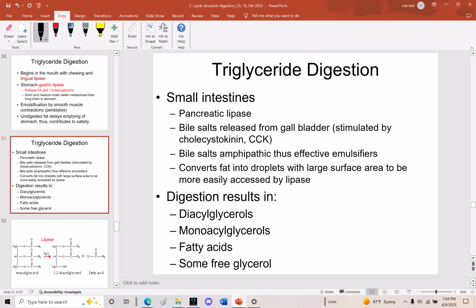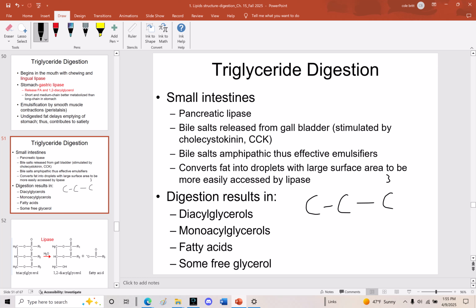So this pancreatic lipase is going to come out in the small intestine and it's going to finish digestion of triglycerides. So we have, again, the 3 carbon molecule. Remember I told you the lipases will work on carbon number 1 and carbon number 3, but they have a really hard time getting to carbon number 2.